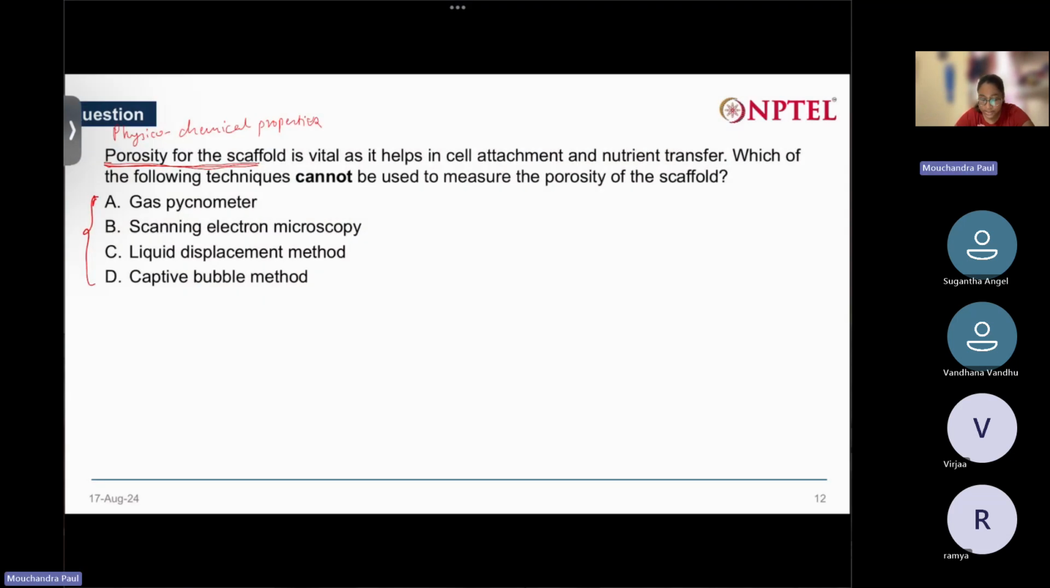So among these four options, only option D is correct. Why? Because this is a type of method to measure contact angle. All three options A, B, and C can be used to determine the porosity of the scaffold. Okay.